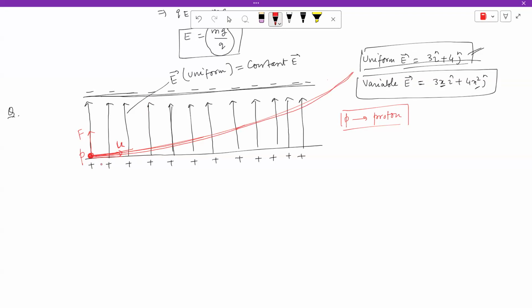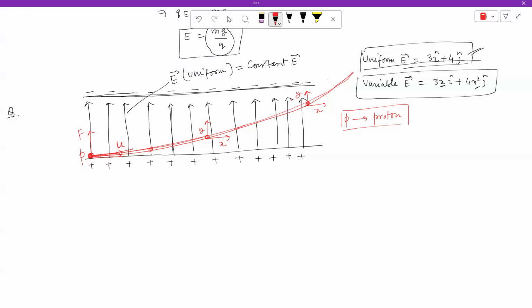Now, can you tell me how many components there are for the velocity of this proton? Is this motion in 1D or 2D? It's 2D, because we have an x part and we have a y part. So this is how the proton is moving. Good. So this is 2D.